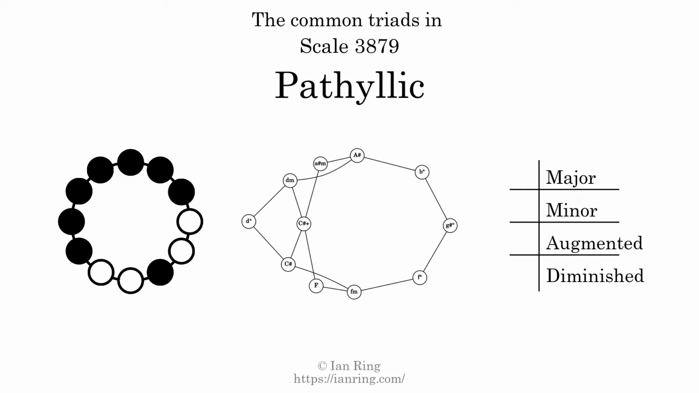Here are the common triads present in this scale. The diagram in the center is a graph of parsimonious voice leading between triads. There are 3 major triads. There are 3 minor triads. There is 1 augmented triad. There are 4 diminished triads. Here is a Hamiltonian path of parsimonious voice leading that uses all the triads.